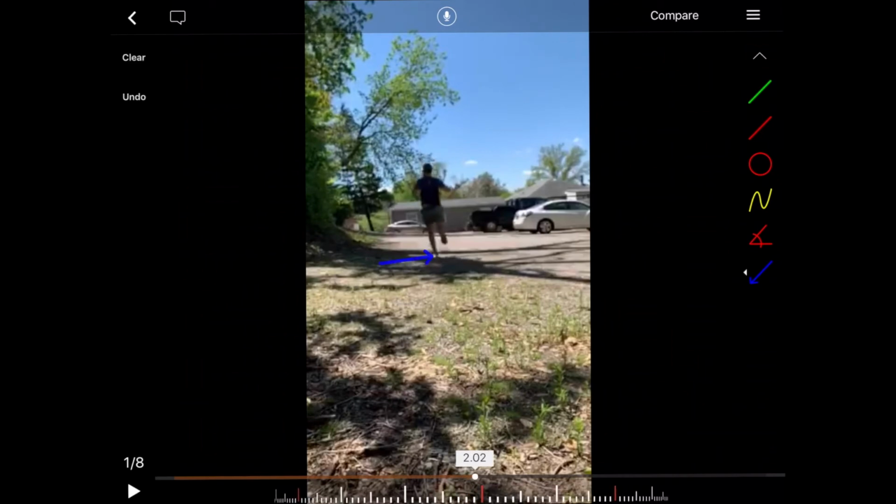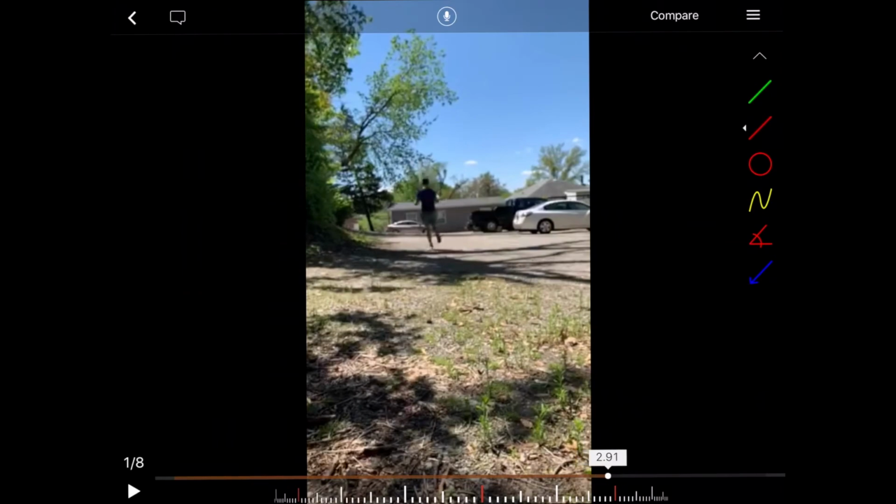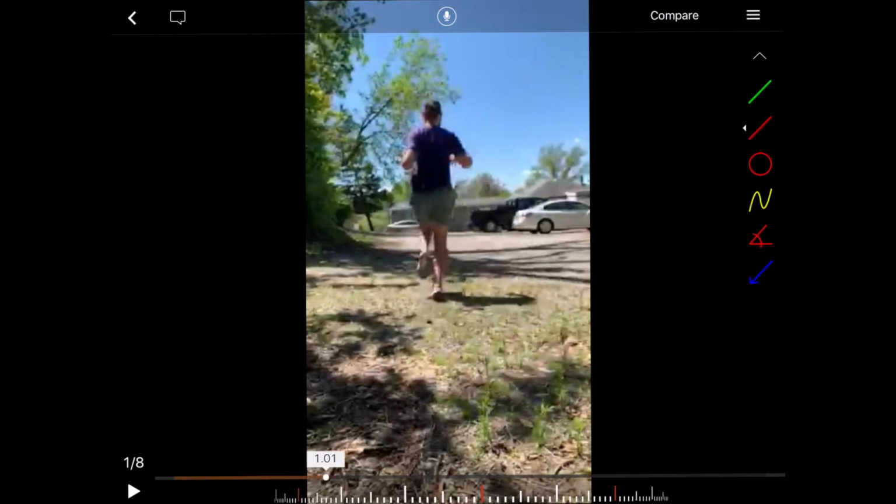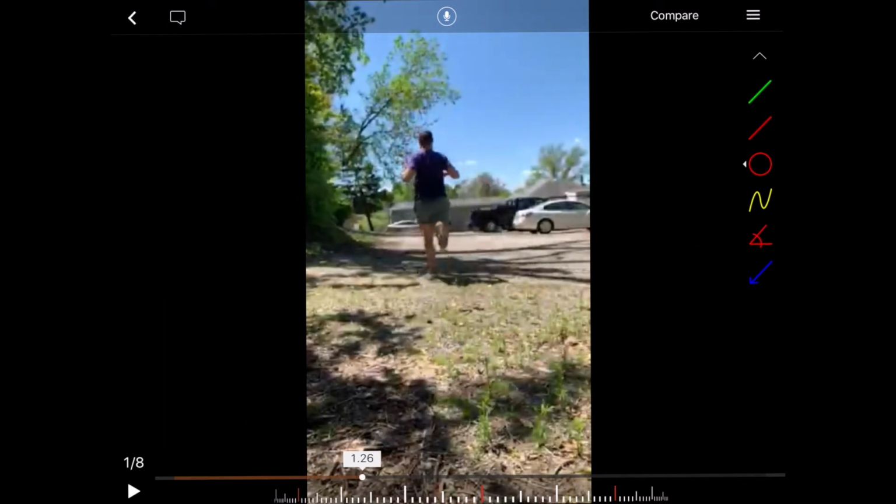So I'm looking here and you see the leg going this direction. I'm crossing over midline. And then as he slows down, it's present again. So crossover step is due to glute med weakness most of the time. Not always, but most of the time.